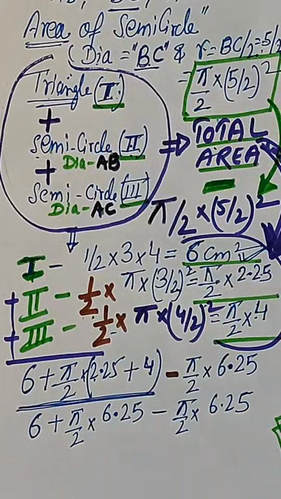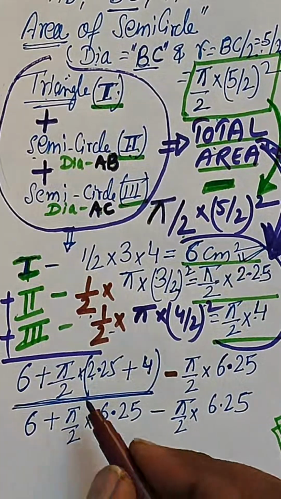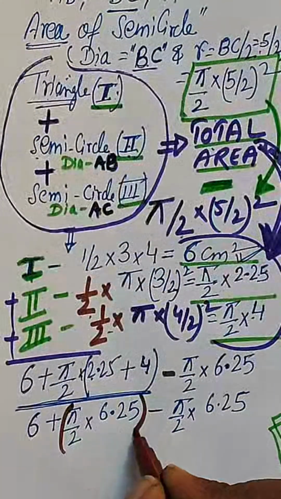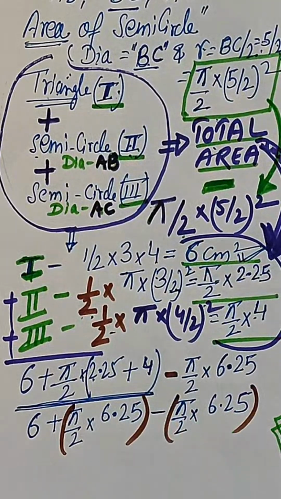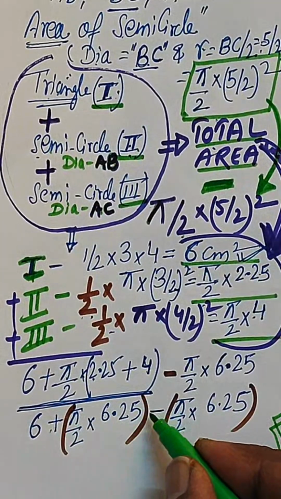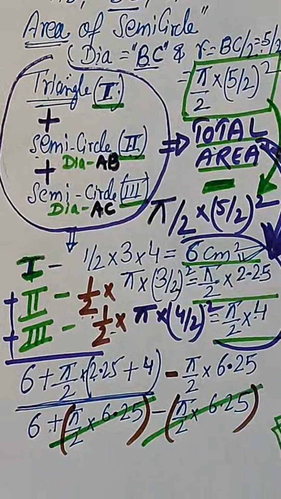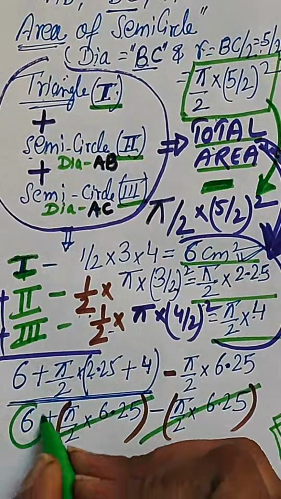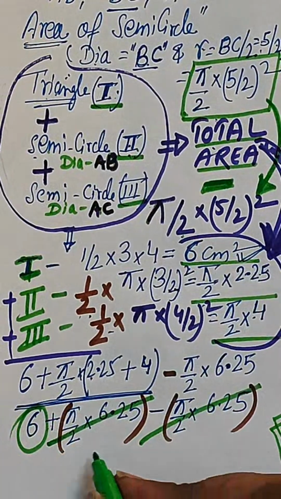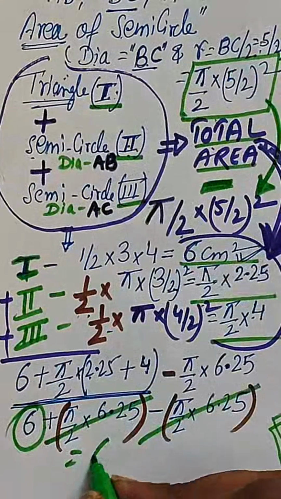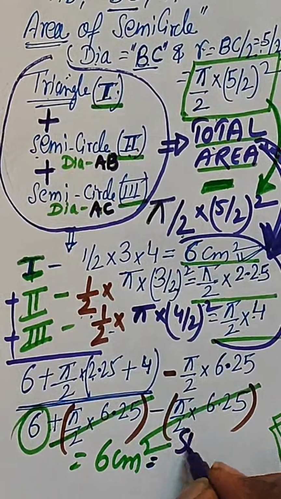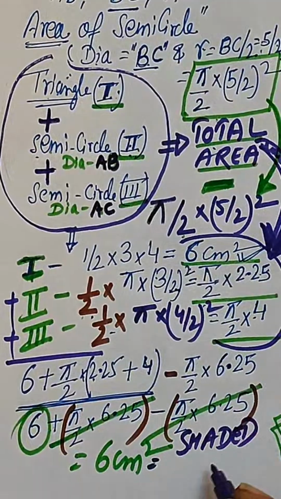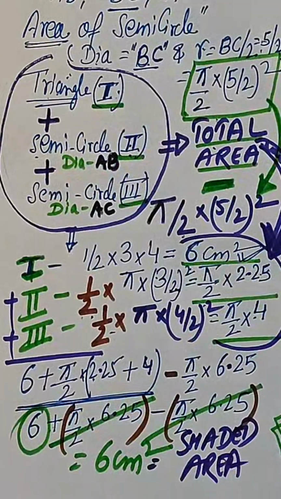Oh my god, this entire term, pi by 2 into 6.25, and here pi by 2 into 6.25, both will be cancelled, because you can see the plus and minus sign. So this will be cancelled, right? And we get the shaded area as 6, right? So this will give you the shaded area as 6 centimeter square. Which shaded area?